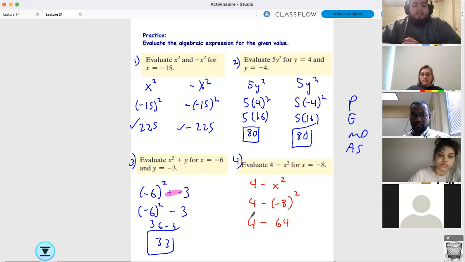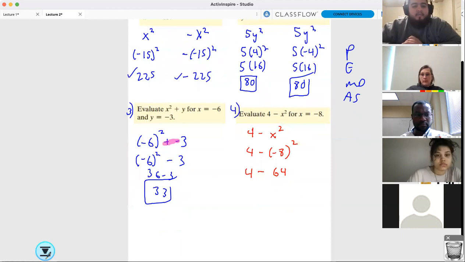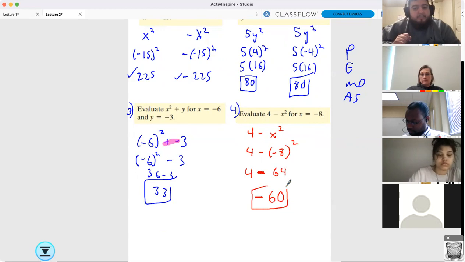4 minus 64. Now, looking at 4 minus 64, guys, is my answer going to be negative or positive? What number is bigger? It's going to be a negative answer, right? Because how much do we have in our bank account? We have 4. But we spent how much? 64. Yeah, we've got some money problems. So if we spend 64 when we only have 4, we're going to owe the bank how much? -60. Yep. And since we owe, it's going to be a negative value, and we're done.